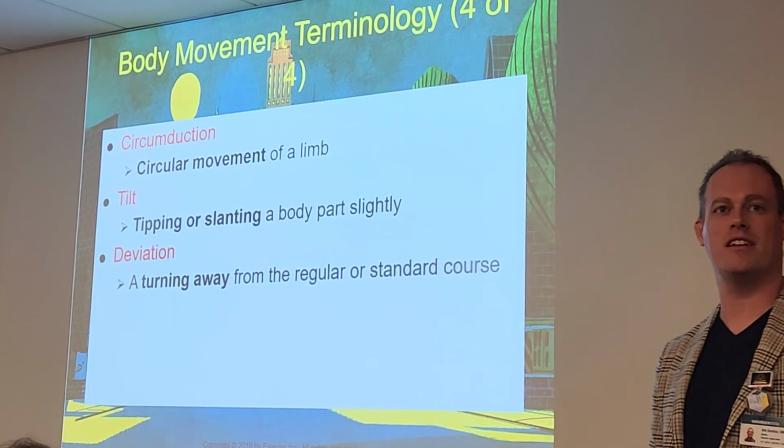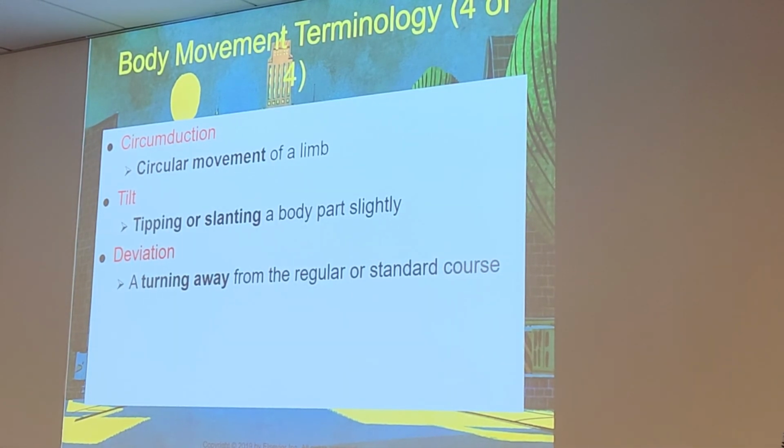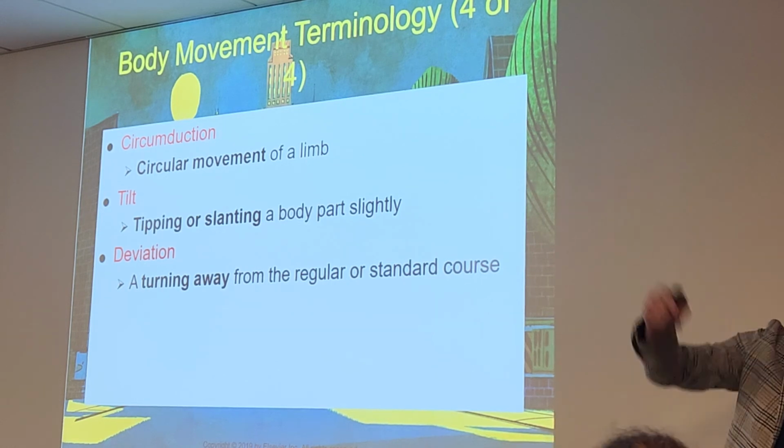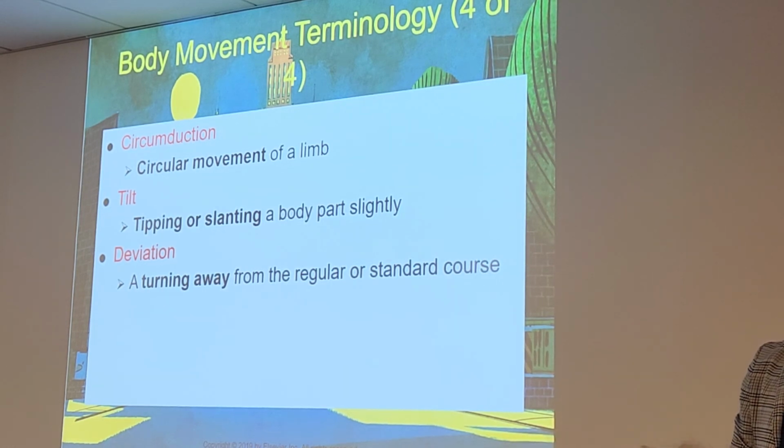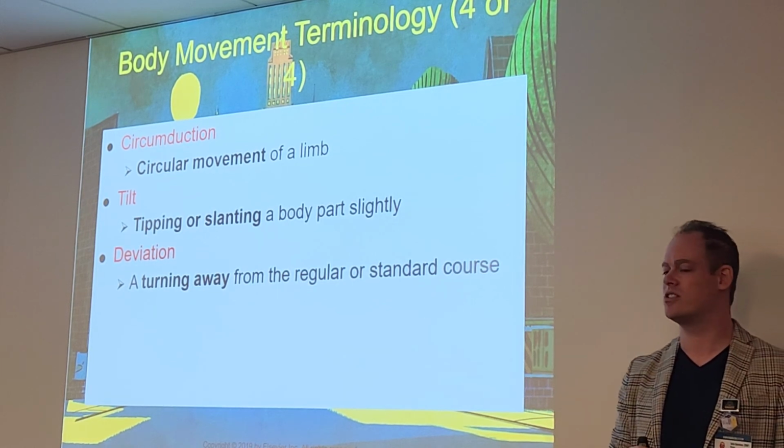Tilt is a tipping or a slanting of a body part slightly. The most common body part we tilt is the head. We do head positioning. What's a head tilt? Like this. You know, when your dog looks at you curiously, you say something, they tilt their head at you. Head tilt.